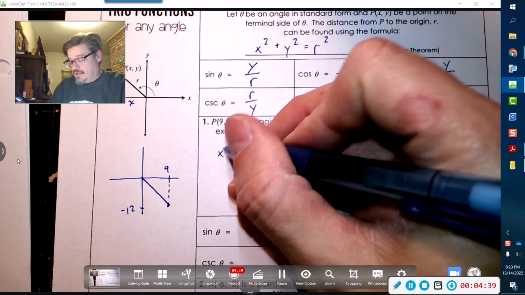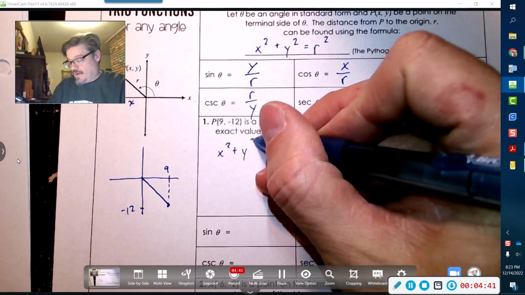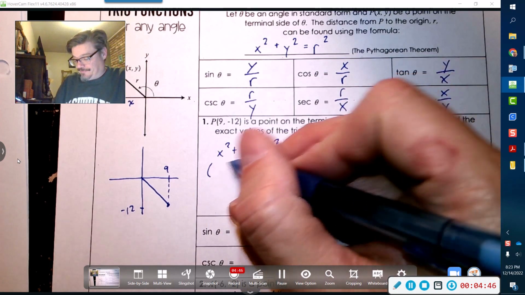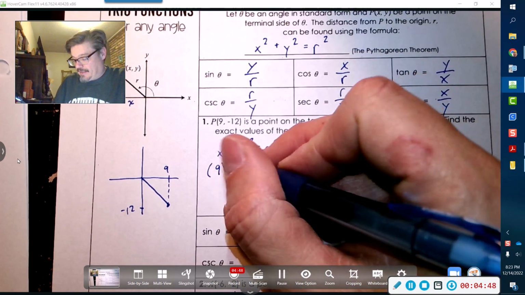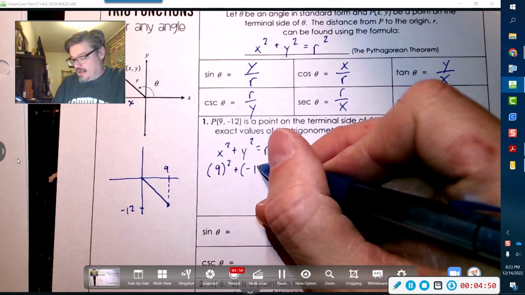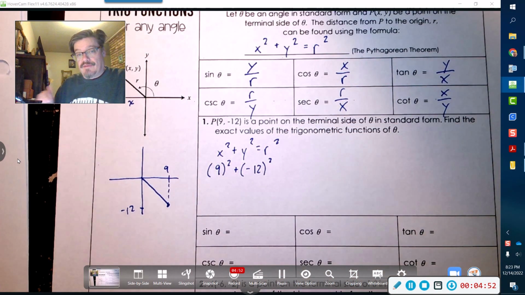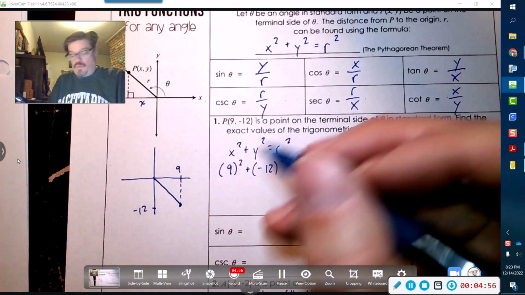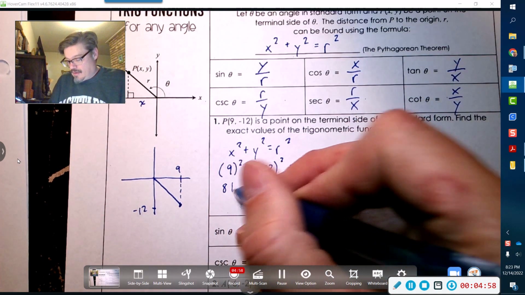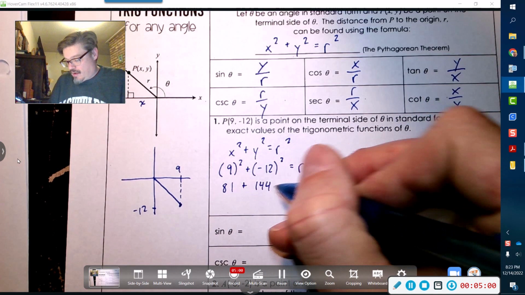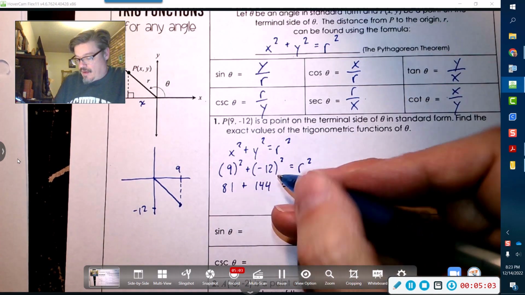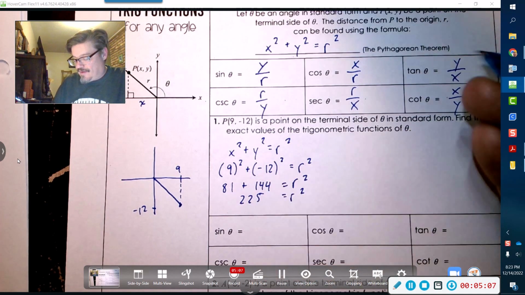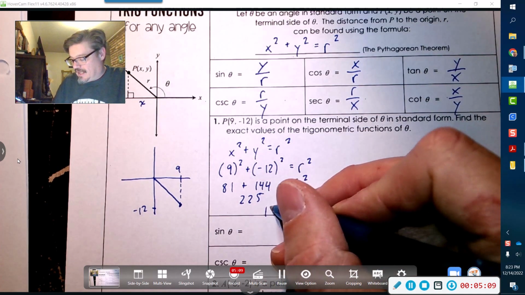So this would just be x squared plus y squared equals r squared. So that would be 9 squared plus, notice that I'm putting the negative 12 in parentheses, equals r squared. That's going to be 81 plus 144 equals r squared. That is 225 equals r squared. And so now if I took the square root of that, I believe it's 15.